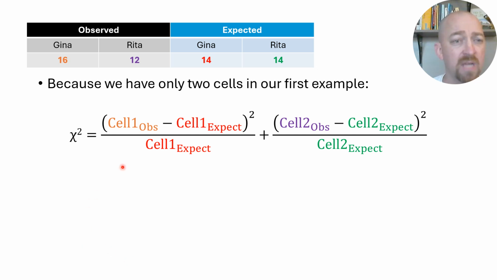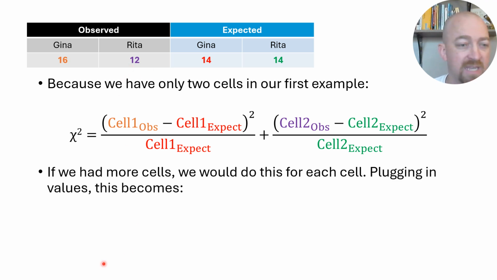Okay, so as you can see here, cell 1, I'm just calling Gina, right? Cell 1 is Gina's value, and that's the observed cell frequency. I'm going to take away Gina's expected cell frequency. It wouldn't make any sense to compare Gina's observed frequency to Rita's observed frequency in this particular case, because what I want to see is, does the pattern I'm seeing in my data differ from what I would have expected for those same data, right? Okay, so I'll plug those in now.